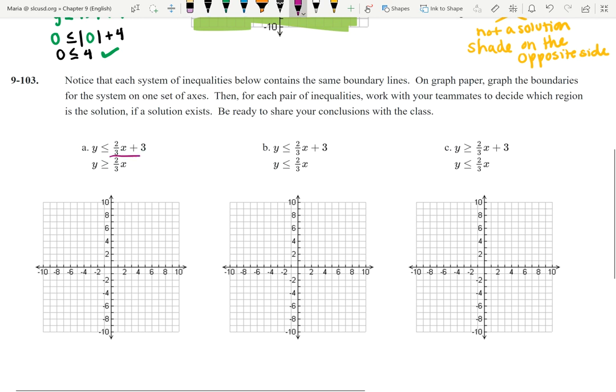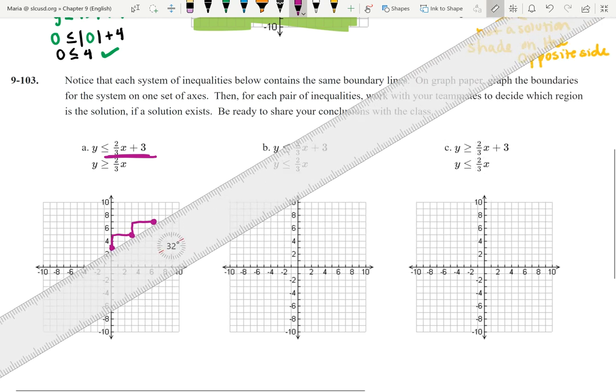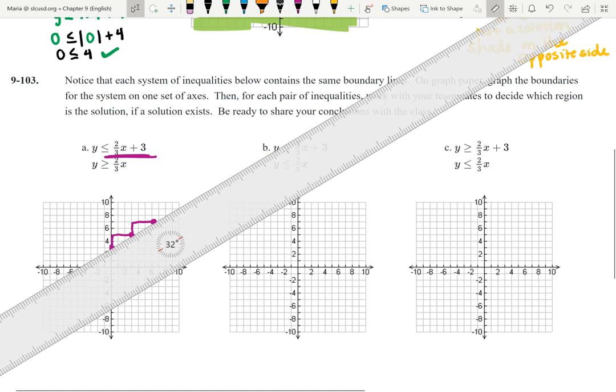Okay. Let's draw the boundary line for 2/3 x plus 3. My slope is 2/3 and my y-intercept is 3. So I'm going to start at 3, and if I draw a slope triangle, I'm going to go up 2 and over 3, and draw a line through those points. That line is going to be solid because of the less than or equal to.